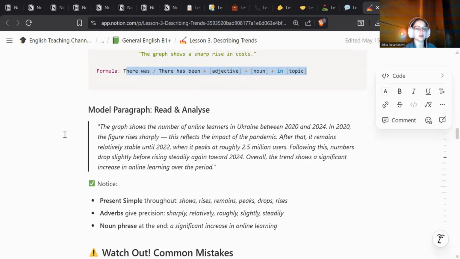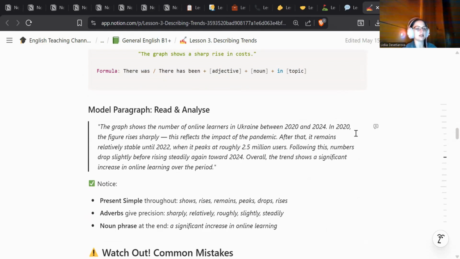Let's go to a model paragraph and discuss it then. So the graph shows the number of online learners in Ukraine between 2020 and 2024. In 2020, the figures rises sharply. This reflects the impact of the pandemic. After that, it remains relatively stable until 2024, when it peaks at roughly 2.5 million users. Following this, numbers drop slightly before rising steadily again toward 2024. Overall, the trend shows a significant increase in online learning over the period.